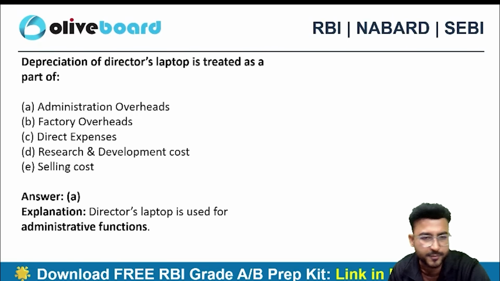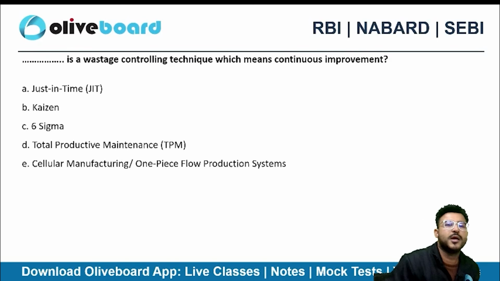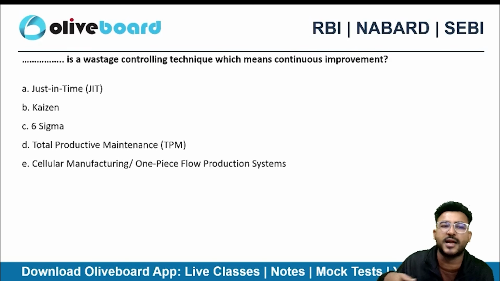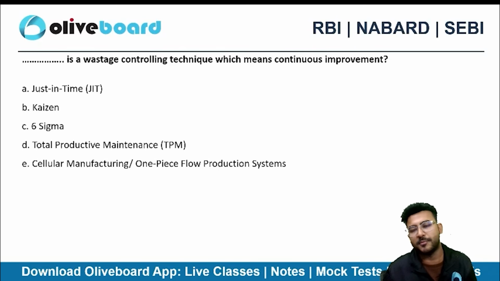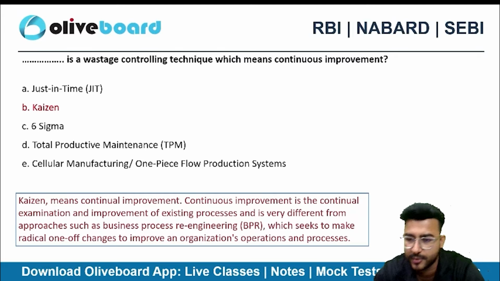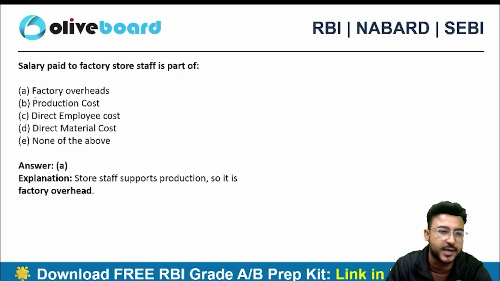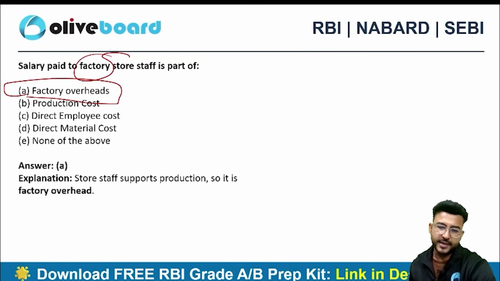That will be a part of my admin overhead, right? Perfect. Acha, tell me, dash is a wastage controlling technique, which means continuous improvement. Very simple, right? The answer will be Kaizen. Salary paid to the factory store staff will obviously be part of my factory overheads, right? Factory का store staff है, तो factory overheads ही बनना है घूम फिर के.